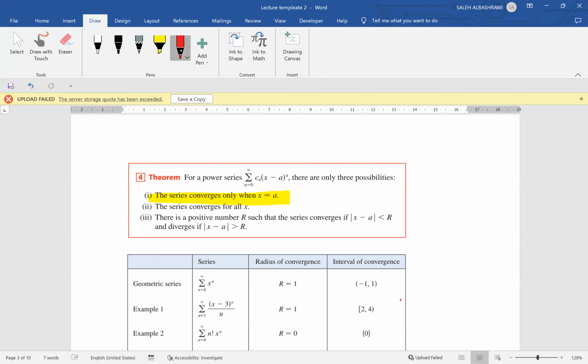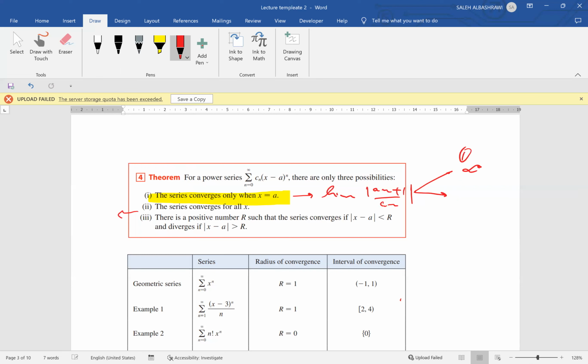And this is for all x. Now, for the first case, if the limit of a(n+1) divided by a(n) goes to infinity, then it will converge only when x equals a. For the second case, the series converges for all x. This is the first case.